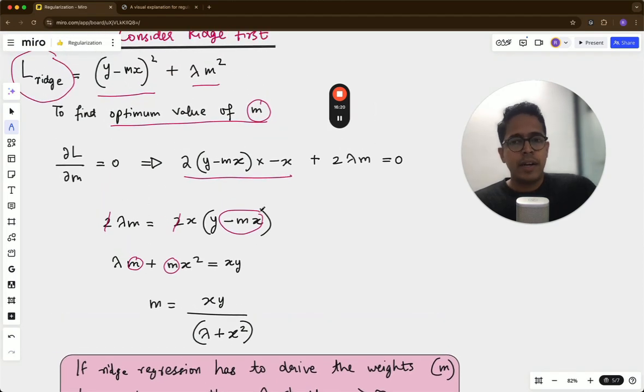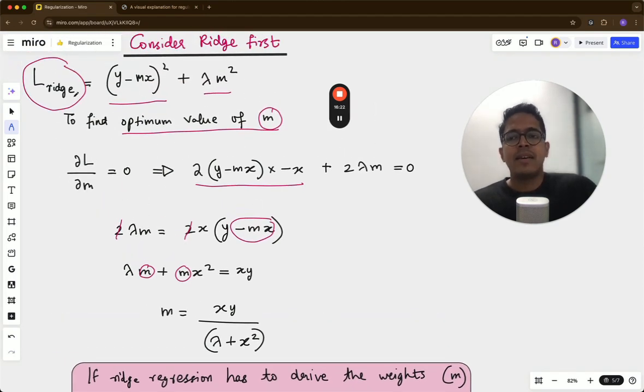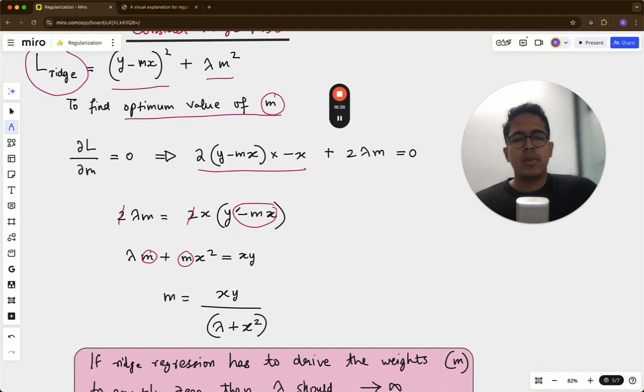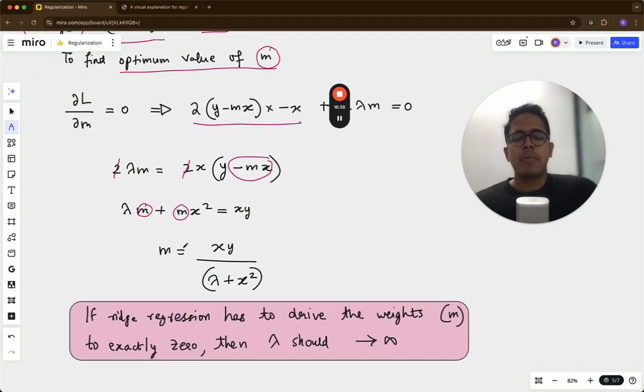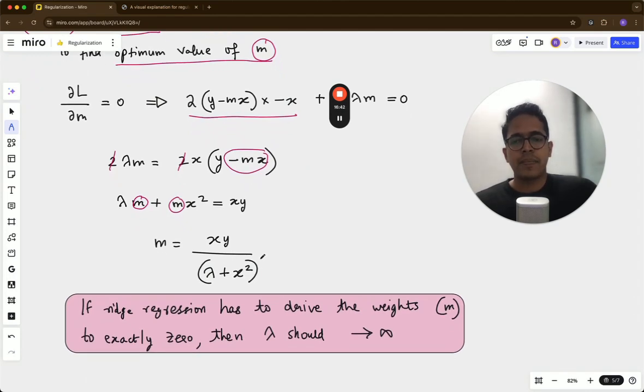So what did we do so far? We defined the ridge regression loss, and we said that to find the parameter of the model, which is m, that minimizes this loss, we have to set dou L by dou m equal to 0. If dou L by dou m equal to 0, then we can say the optimum value of m equals xy divided by lambda plus x square.